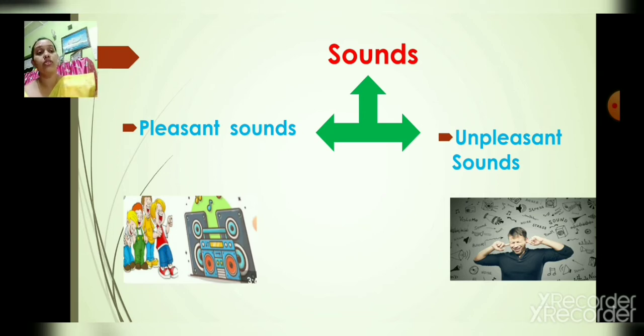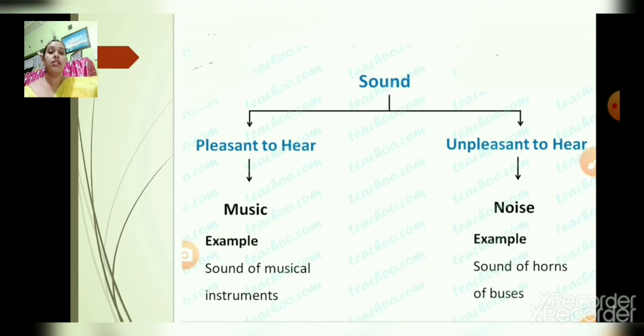So let us move on to the next slide. Sounds pleasant to hear, unpleasant to hear. Pleasant to hear, for example music, sound of the musical instruments. Unpleasant to hear, noise, sound of horns of buses. Now I think you have an idea about sounds. Music is made of sounds, so we categorize these sounds into two sections, that is nature sounds and man-made sounds. Again we categorize sounds as pleasant sounds and unpleasant sounds.